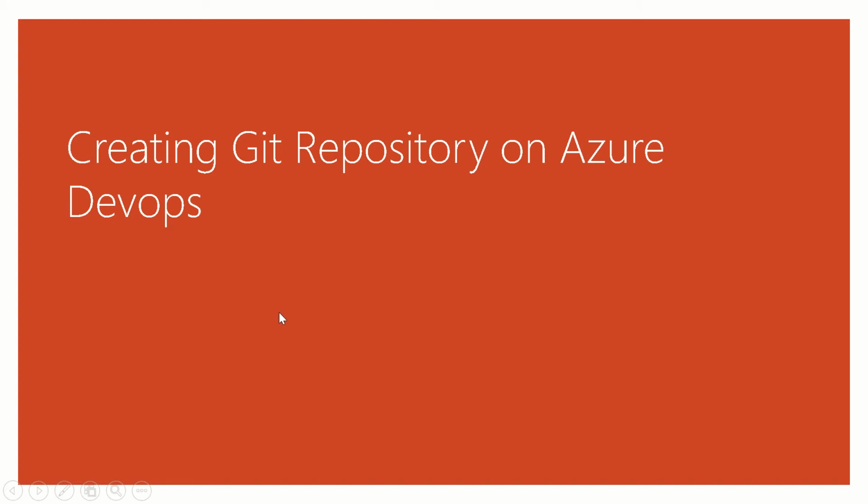There are many tools available to manage and store your code. Some examples are Git, Microsoft Team Foundation Server version control, Tortoise Subversion, and many others. Okay, so let's start with creating a Git repository on Azure DevOps.